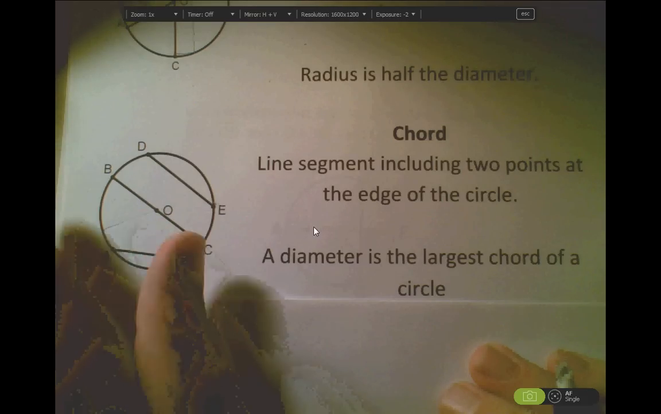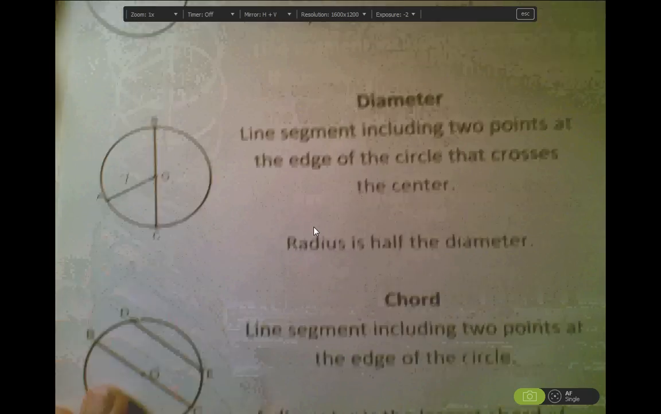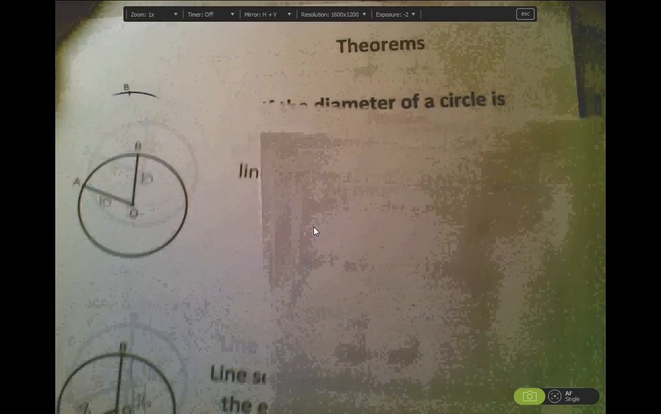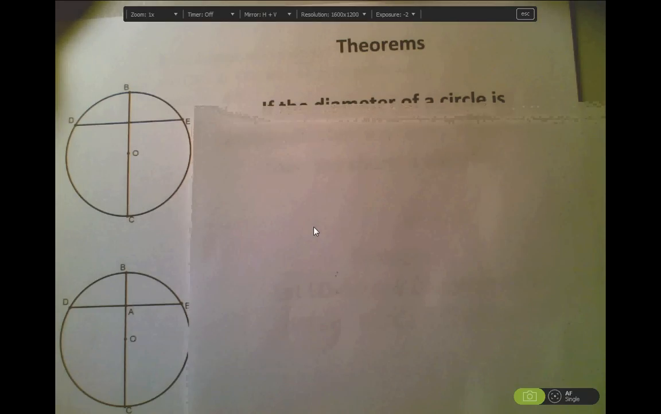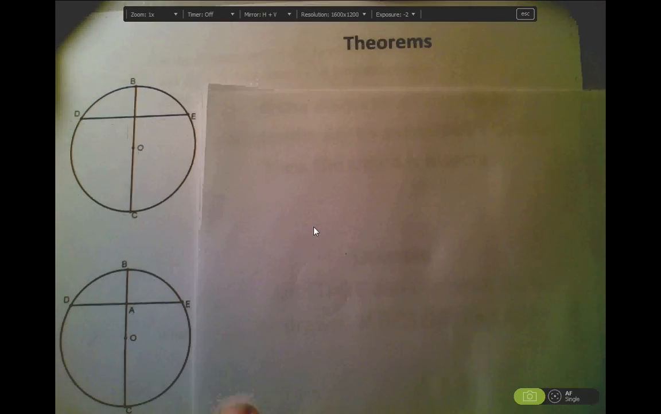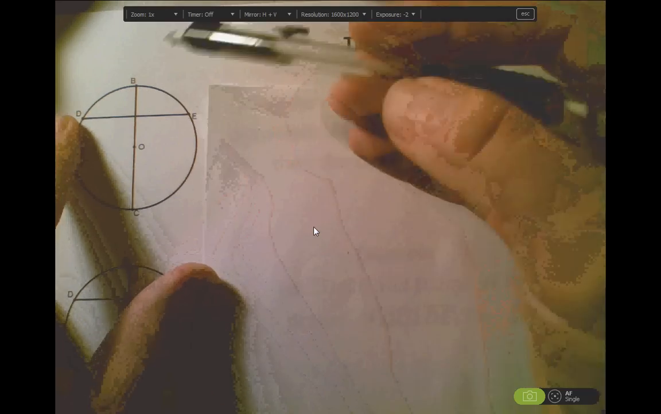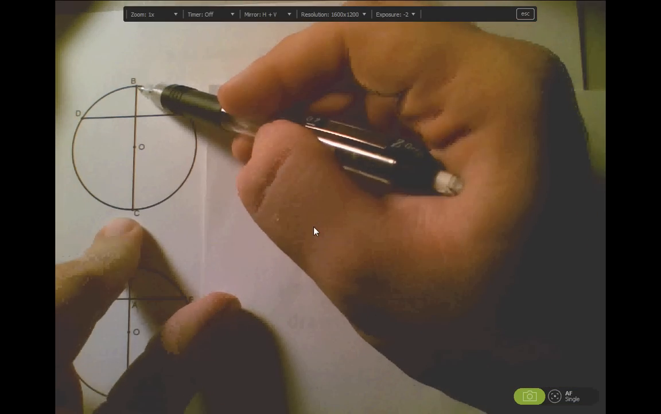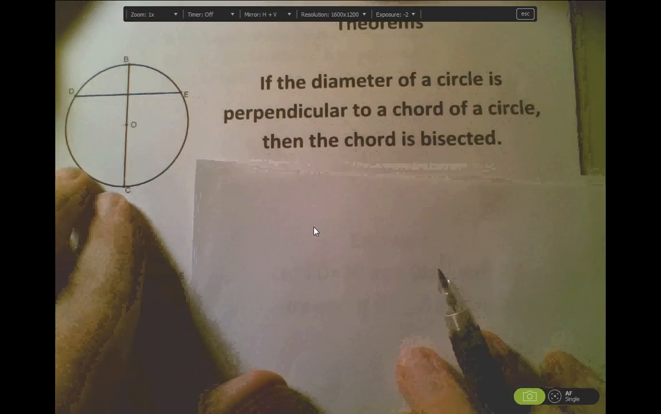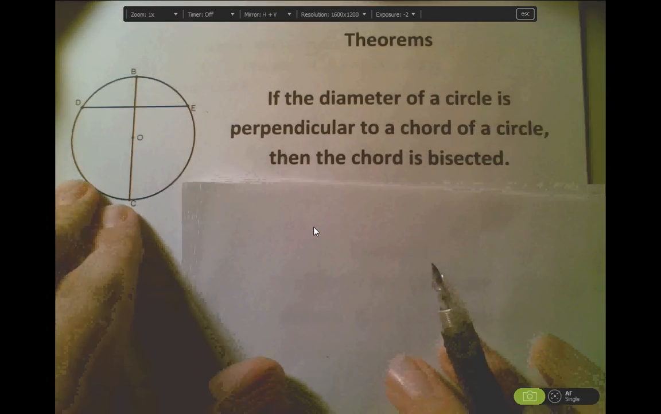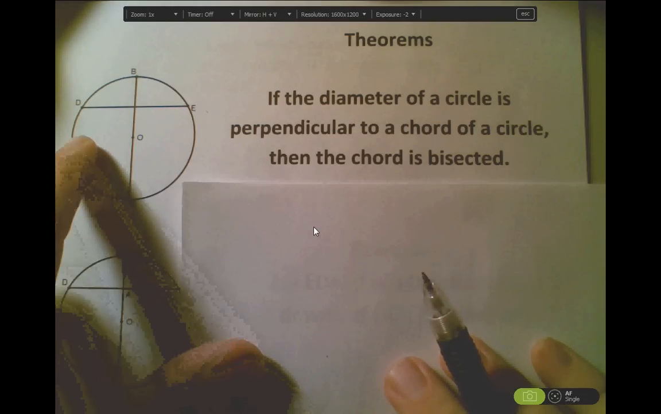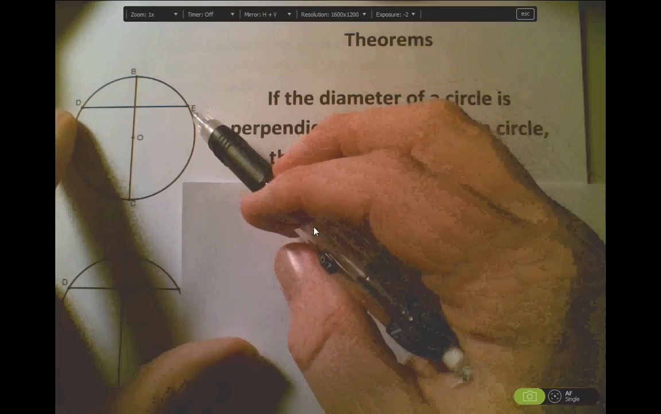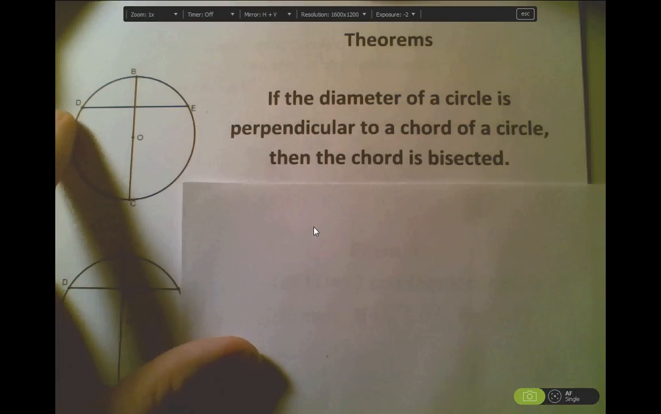Okay. Now, let's talk about one theorem that has to do with these terminologies. The first thing I'm going to talk about is when I have a chord, DE, and a diameter, BC. If these lines are perpendicular to each other, some fun stuff happens, so please copy this down. If the diameter of a circle is perpendicular to a chord of the circle, then the chord is bisected by the diameter. So basically, if you remember the definition of bisected, it means I'm going to cut it in half.